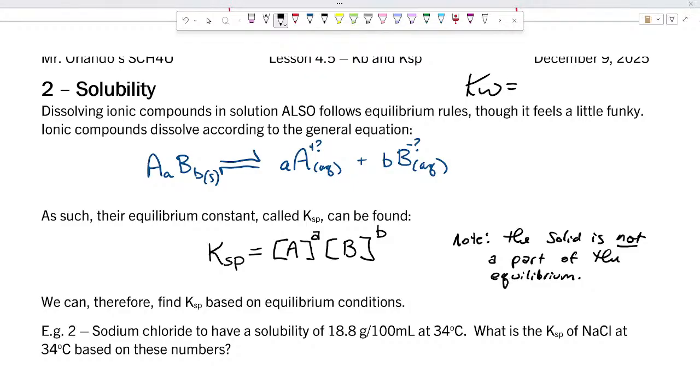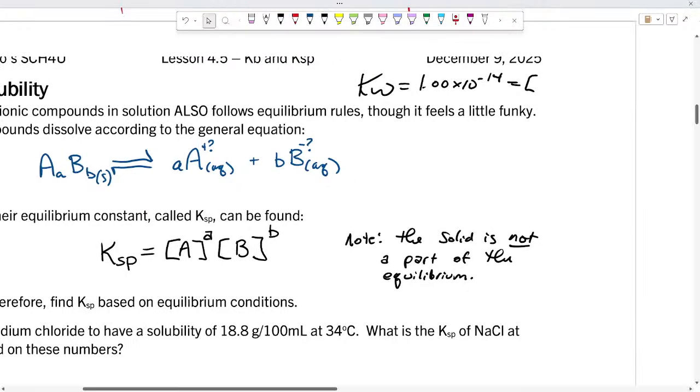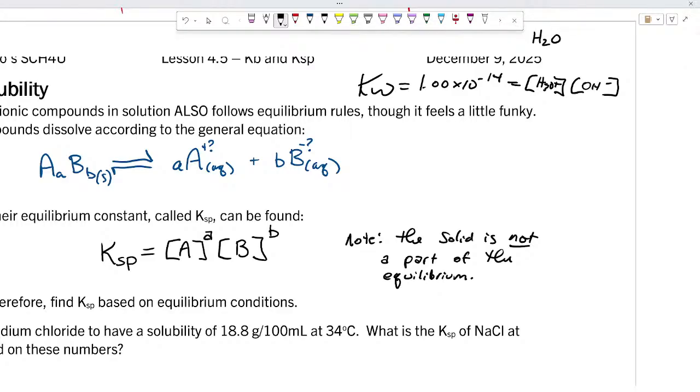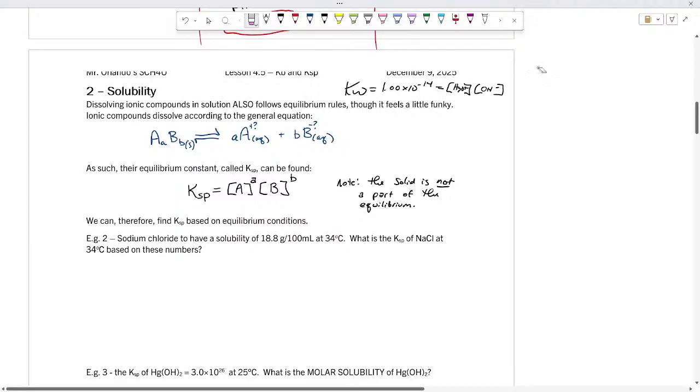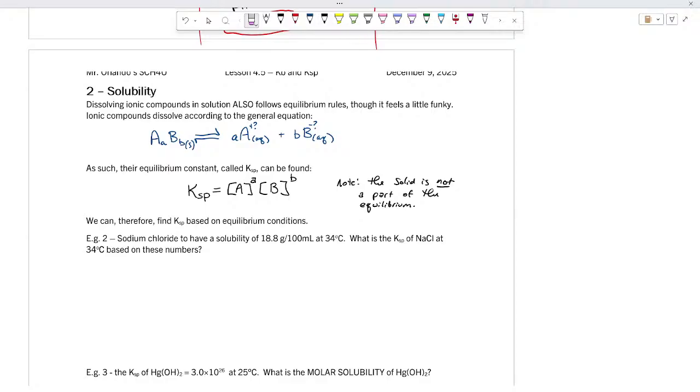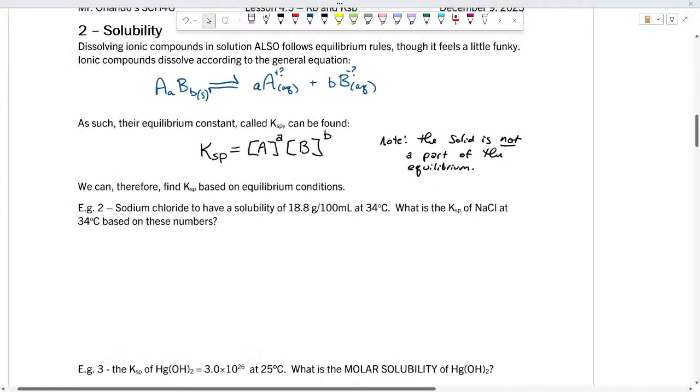Kw is equal to 1.00 times 10 to the negative 14, and it's always equal to the concentration of what? Oh, is that H3O plus times the concentration of OH minus, and that's because water reacts with water to form H3O plus and OH minus. Yeah, that was a good question. I'm going to delete that here now because that's going to make no sense if somebody comes back and looks at this note and wonders why we were talking about that at the top of this page. But did that answer your question? Good, it was a good question.